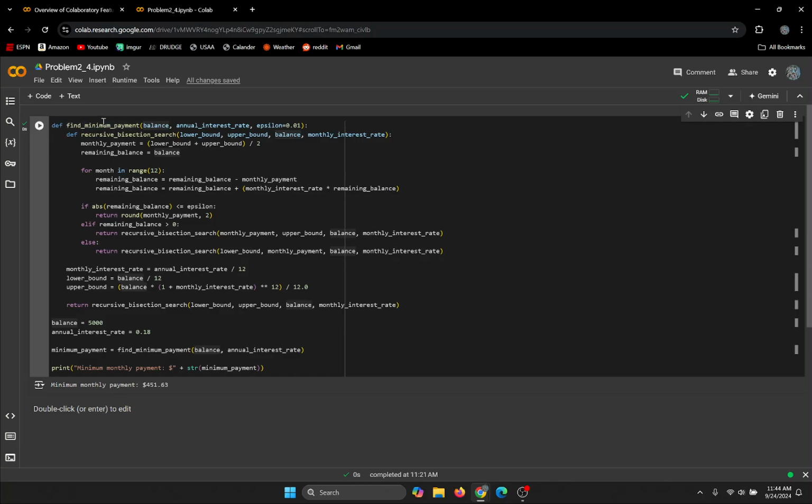So this function is going to be taking three inputs: balance, annual interest rate, and epsilon. Set the epsilon to 0.01 like you asked. And then the recursion starts here.